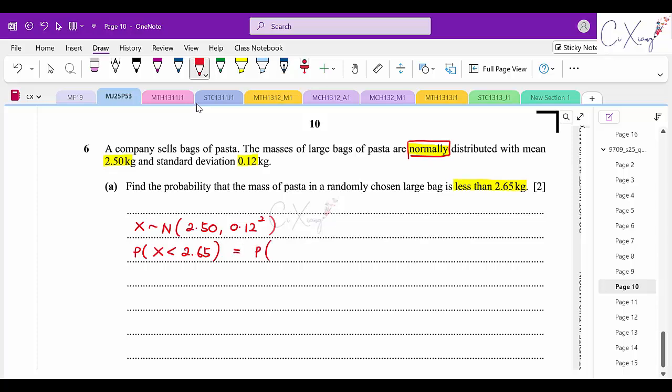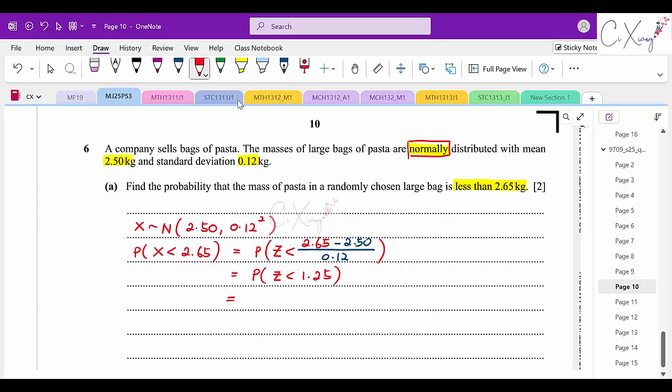Since this is a normal distribution, to calculate the probability, I have to standardize it to become Z, where I take the value of X, 2.65, minus the mean, that means minus 2.5, divided by the standard deviation, 0.12. So to find the probability, you have to change it to standard normal Z first. After that, only you figure out the probability from the table.